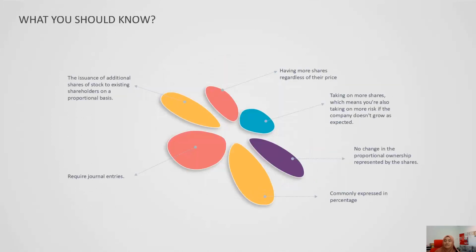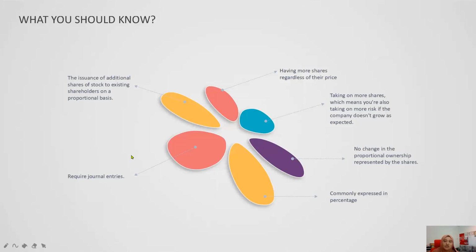Alright, what kind of characteristics should you know about stock dividends? Stock dividends are actually the issuance of additional shares of stock to existing shareholders on a proportional basis. So the basis to distribute shares as a dividend is commonly expressed in percentage.